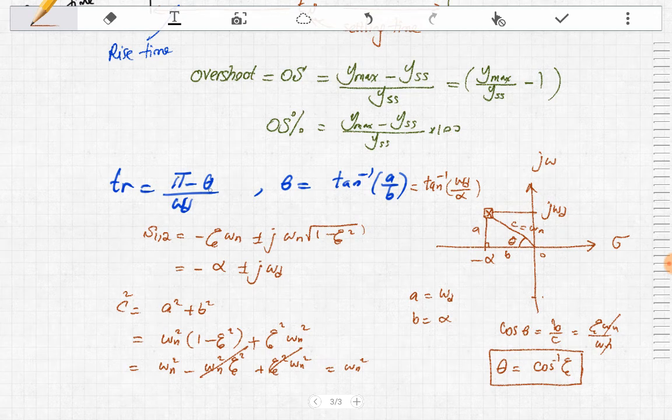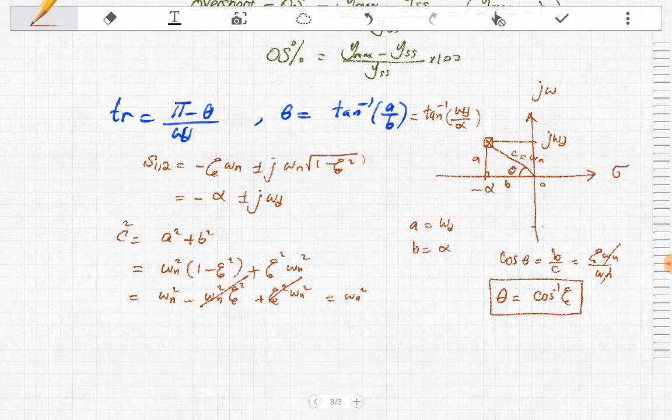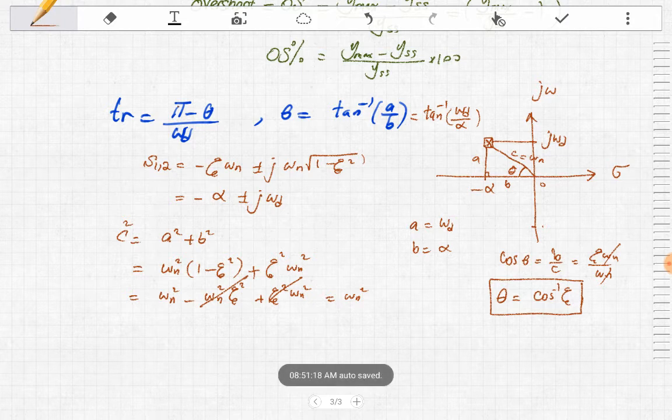Rise time is pi minus theta, which is cosine minus 1 of eta, over omega d. We're going to take a numerical example later, but this is one expression. How can you find TR? You can get it in the lab by measuring when it reached the first time. You can get it from the lab, and then you can also get it from the equation. Right. We'll move to the other parameter, which will be TP.